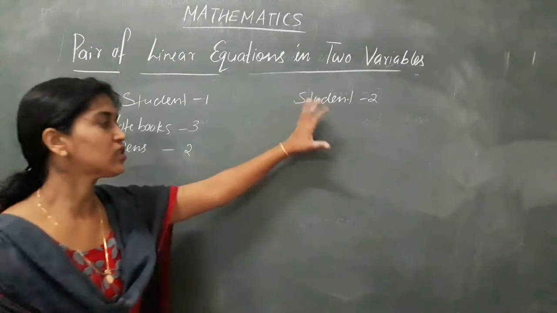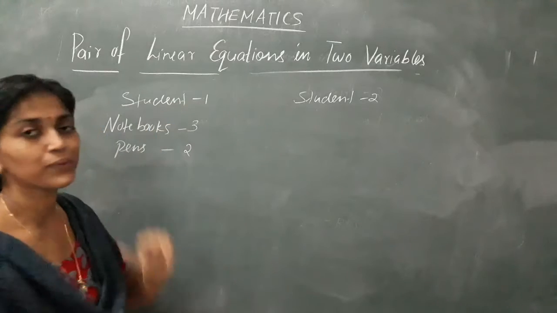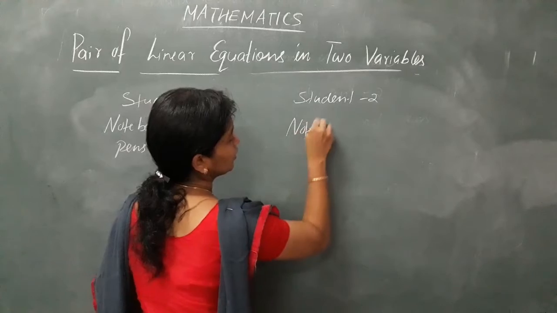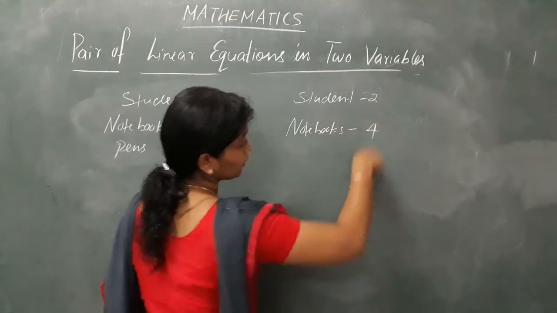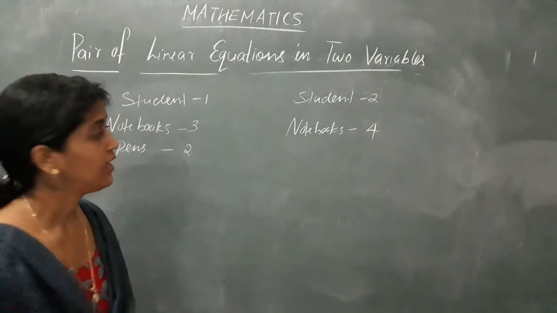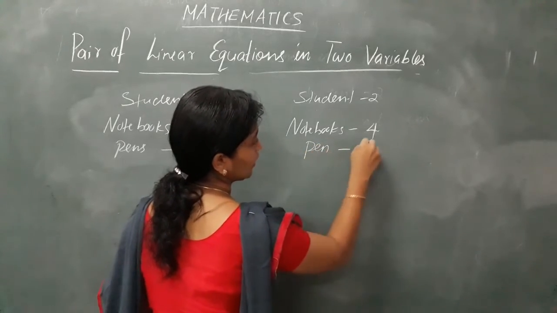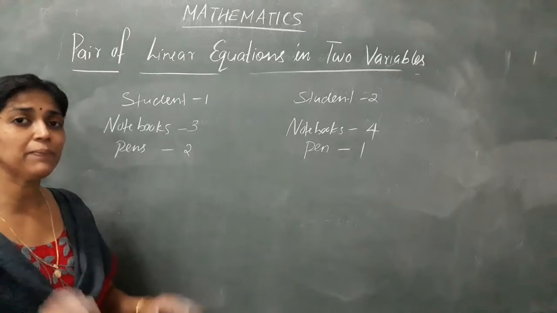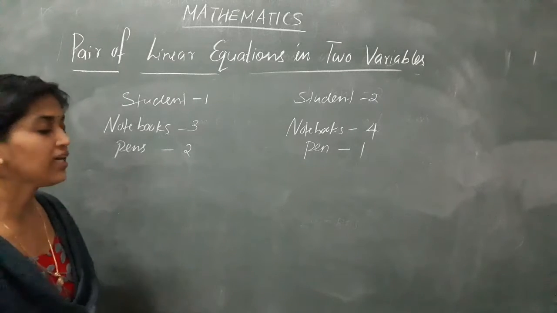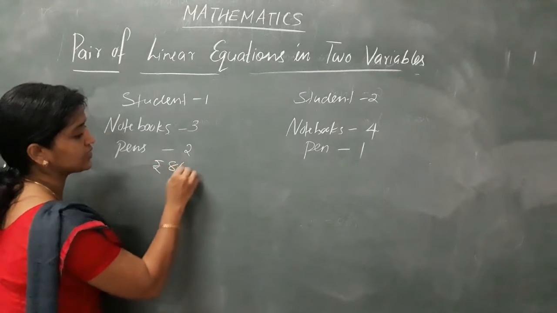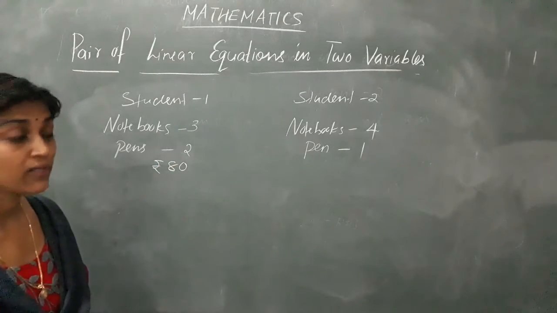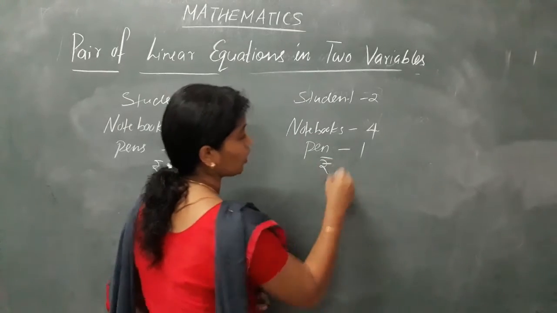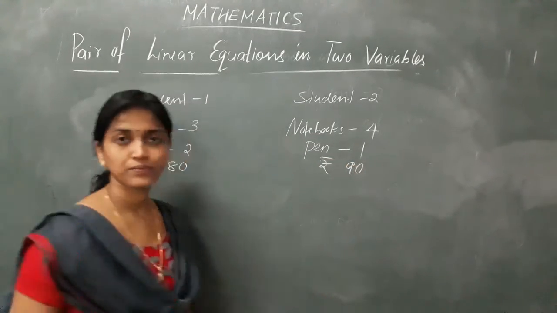And student 2 is also buying the same notebooks bought by student 1. So he is buying 4 notebooks and a pen. He buys only 1 pen. Clear? The shopkeeper says to student 1, he has to pay 80 rupees. And the shopkeeper says to student 2, he has to pay 90 rupees. Clear?